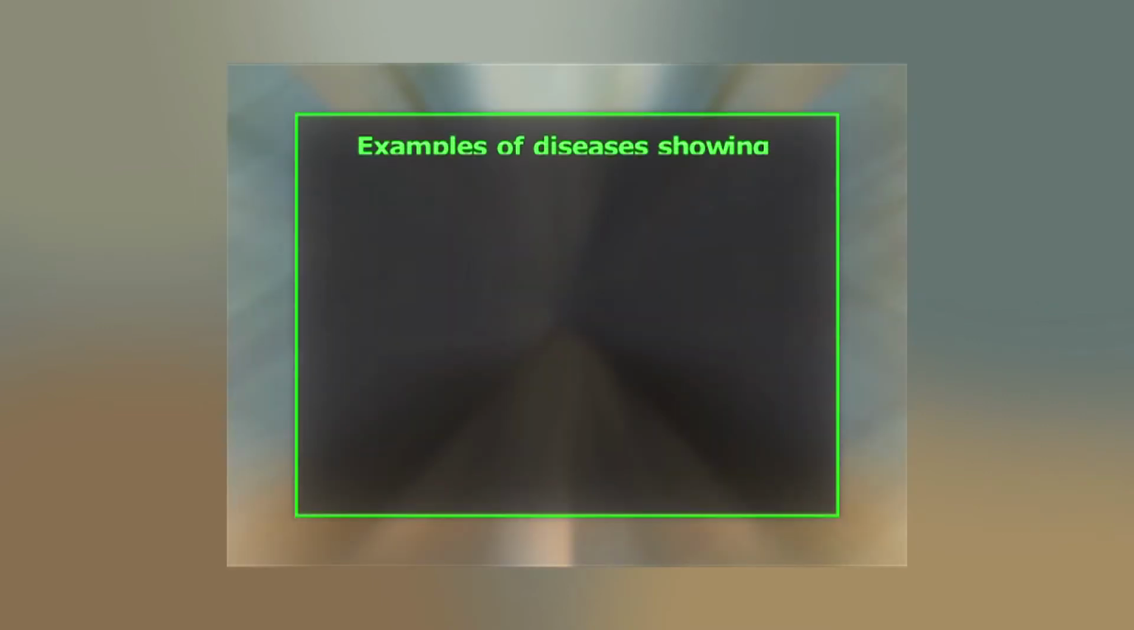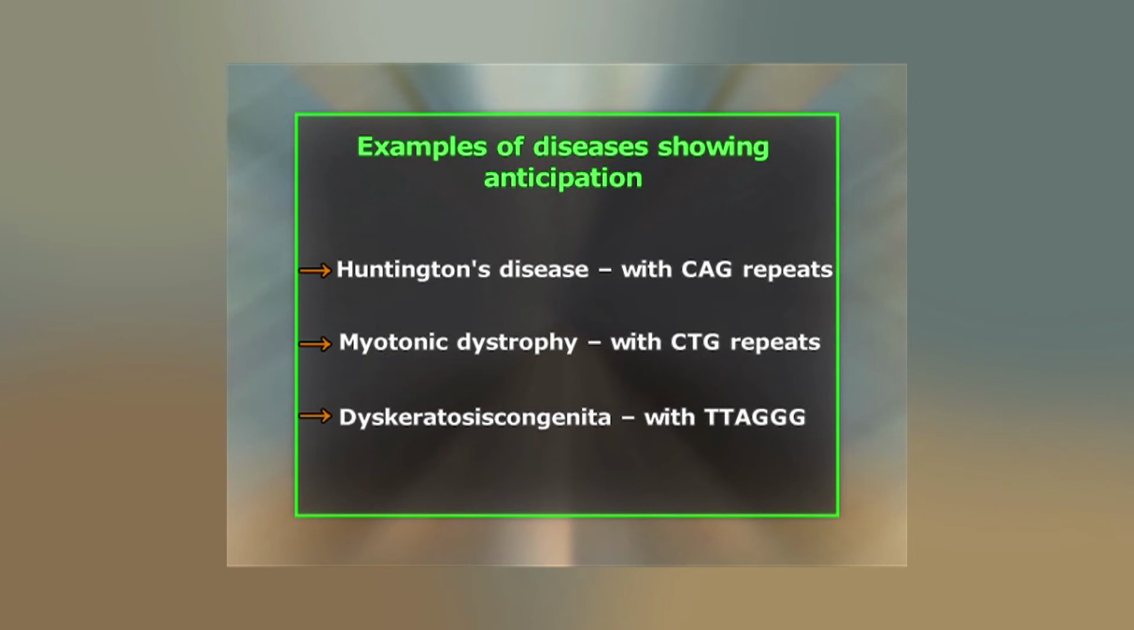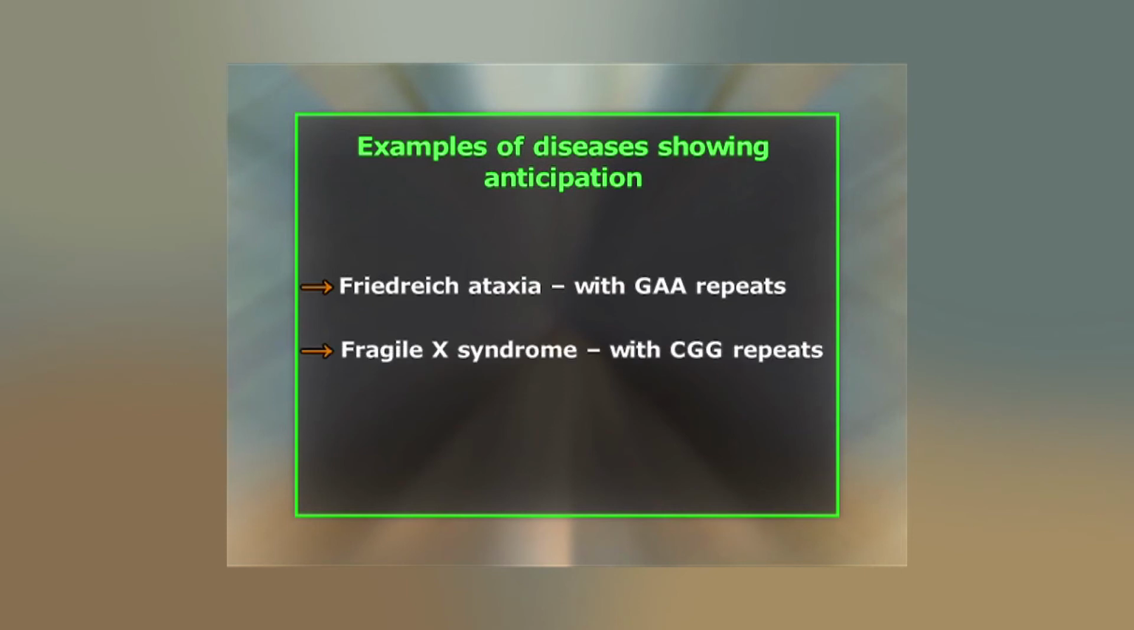Dear students, let me give you some examples of diseases showing anticipation. Huntington's disease with CAG repeats, myotonic dystrophy with CTG repeats, dyskeratosis congenita with TTAGGG repeats, Friedreich ataxia with GAA repeats, and X-linked Fragile X syndrome with CGG repeats.